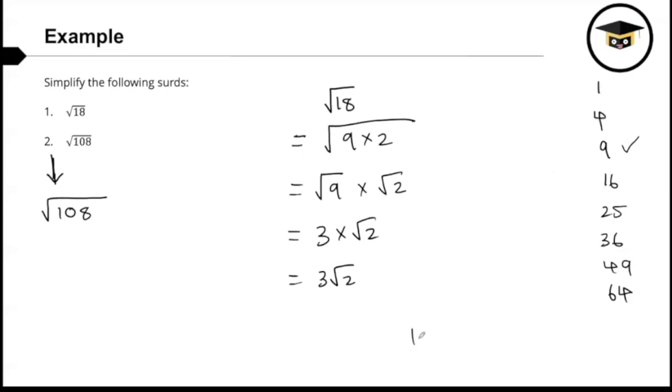I believe 108 is going to equal 4 times 27. Now, let's see if we can find any bigger ones, because that's the aim of the game. We want to find the biggest one possible.